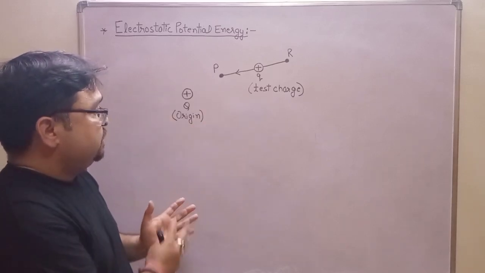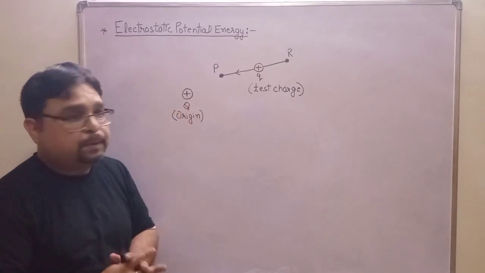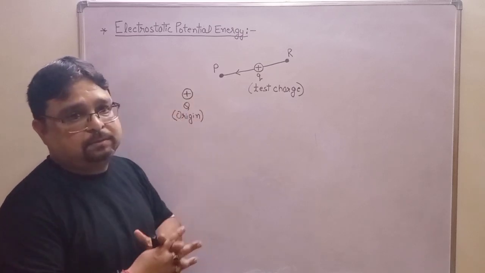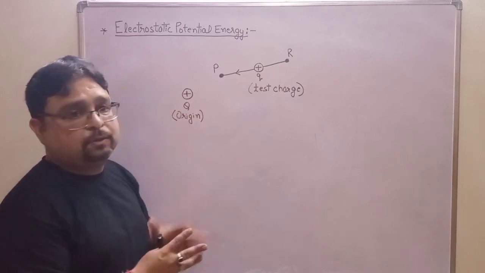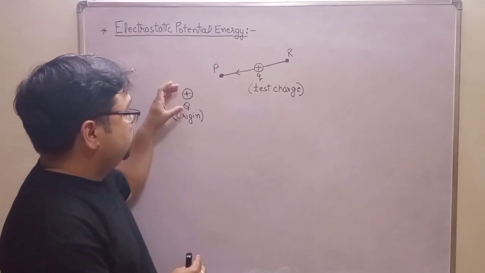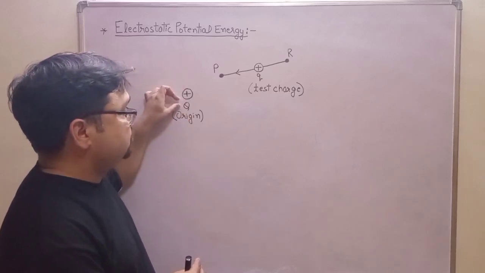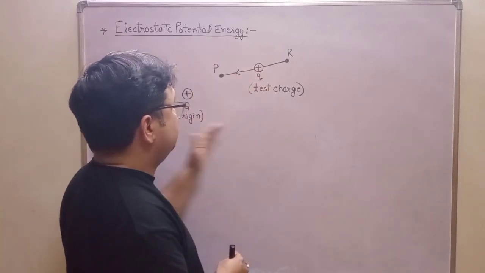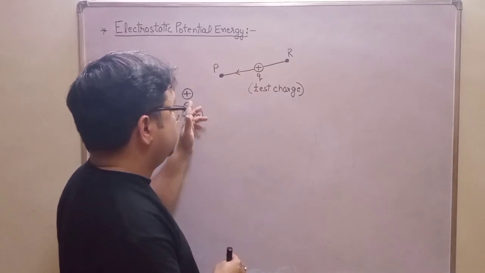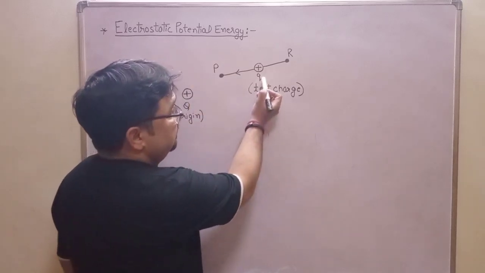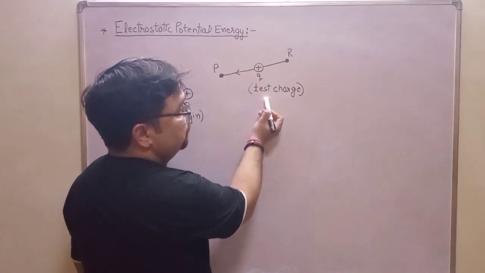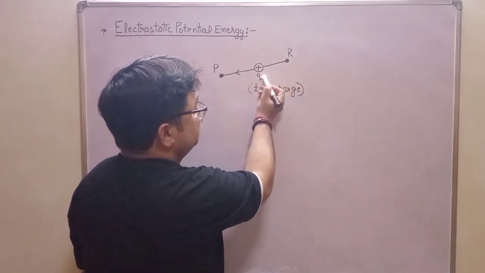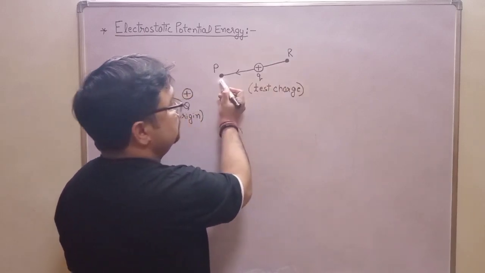Consider an electric field due to a charge capital Q. Capital Q is a positive charge, which is kept at the origin. Due to the electric field of this capital Q charge, there will be an electric field in the surrounding of this charge. And let us consider one test charge, small q. It is also a positive charge, and let us try to move this small q test charge from point R to point P.